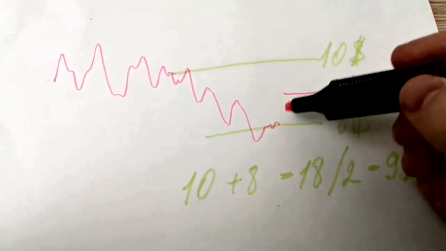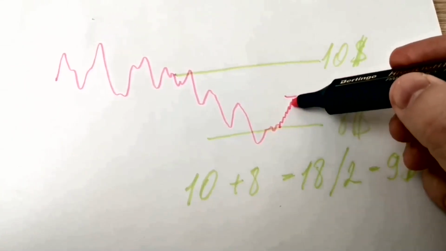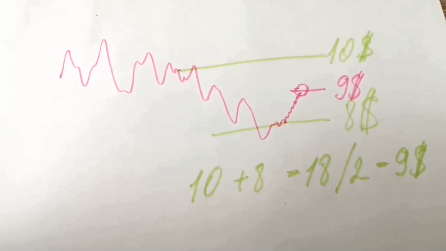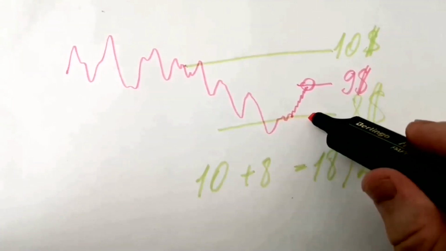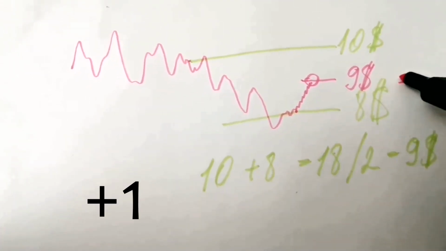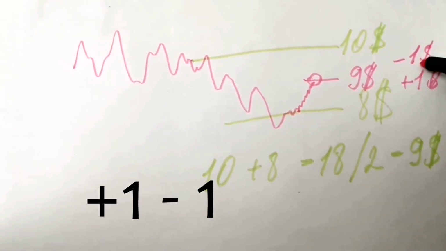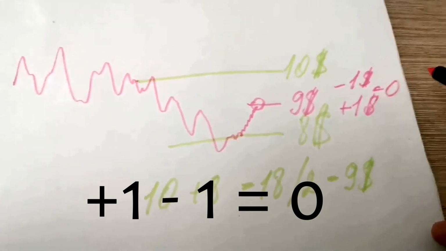Now, if the price goes in our direction, all we need is for it to go to $9, and thus we will be at 0. That is, on the second purchase we will be in plus by $1, and on the first purchase we will be in the minus by $1. The total will be equal to 0.